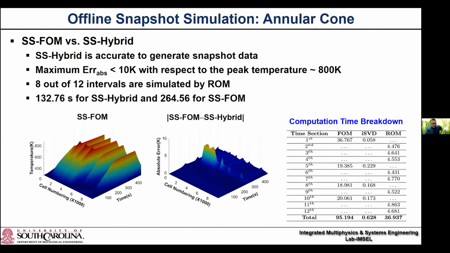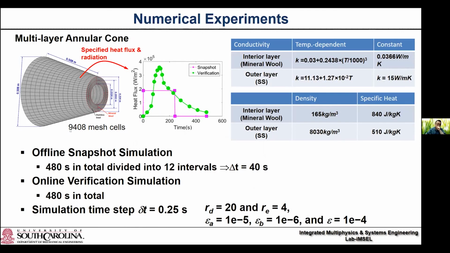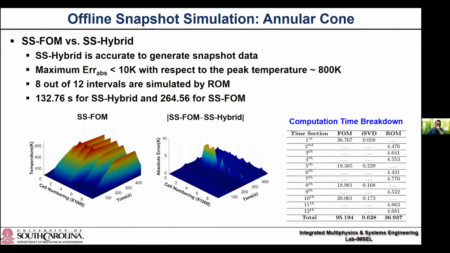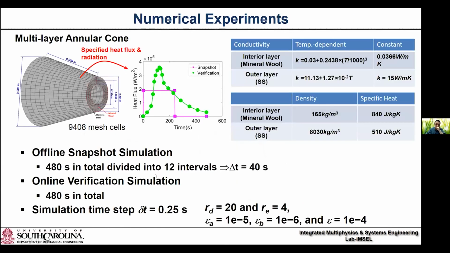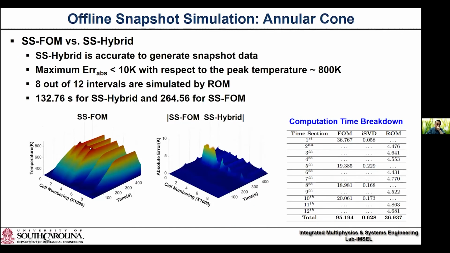Okay, so here you can see that this is the 3D plot. This is the cell number, and this model has 9,408 cells. This is the time. You can see that as time goes by, given this heat flux, the solution will increase rapidly, and then start to decay slowly.